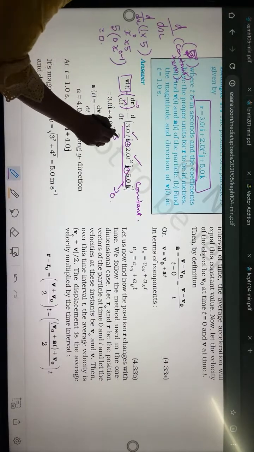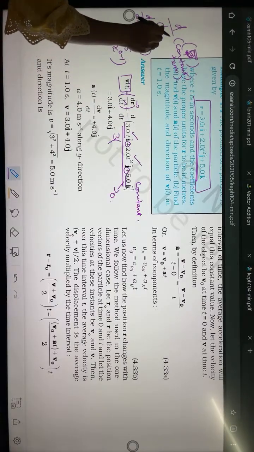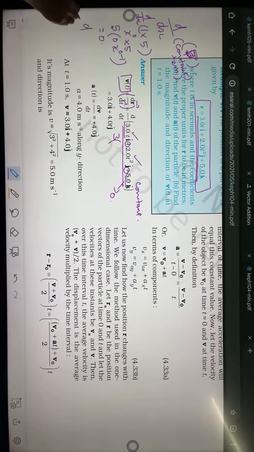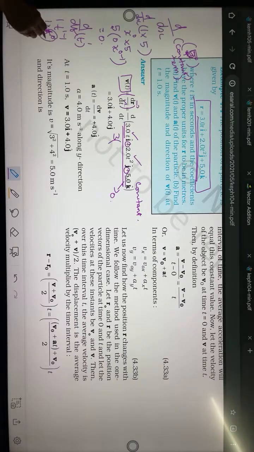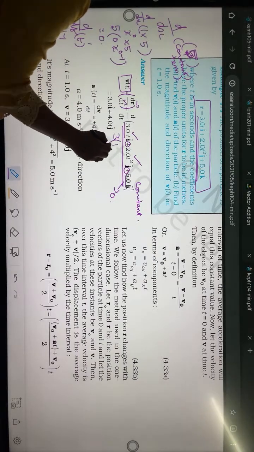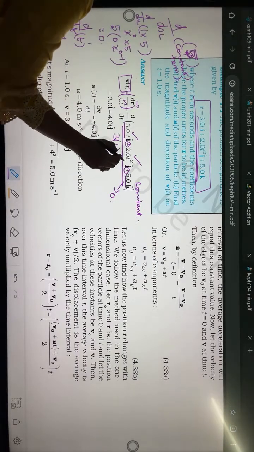3 is taken as common. If you differentiate t, what is the result? d by dt of t means t power 1, right? So 1 into t power 1 minus 1, so 1 into t power 0. That is equal to 1. So 1 into 1 will be 1. So here it is 1 plus that i cap that will be here.